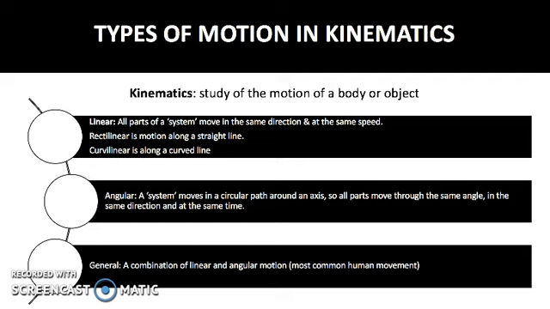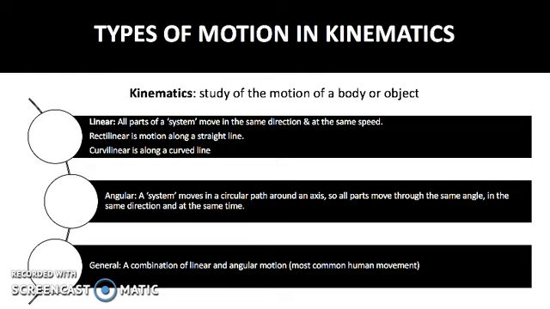Linear motion is motion where all the parts of the system move in the same direction and at the same speed. So this probably wouldn't include something like a sprint, because your arms are moving at different speeds to the rest of your body. The whole system isn't working as one unit.